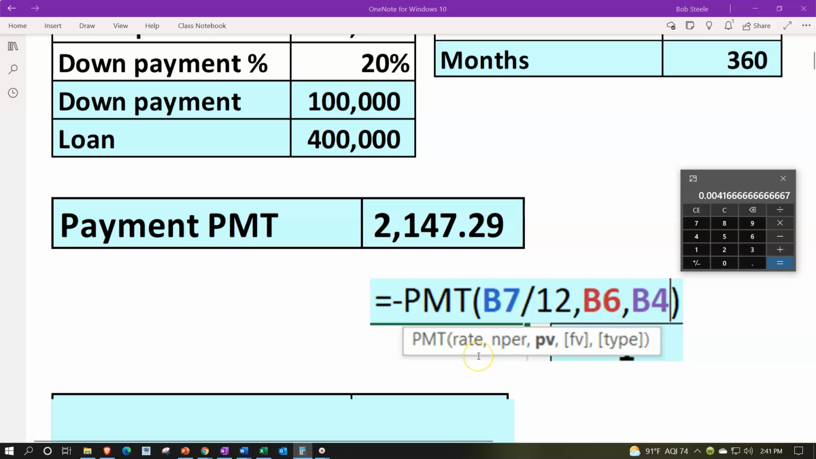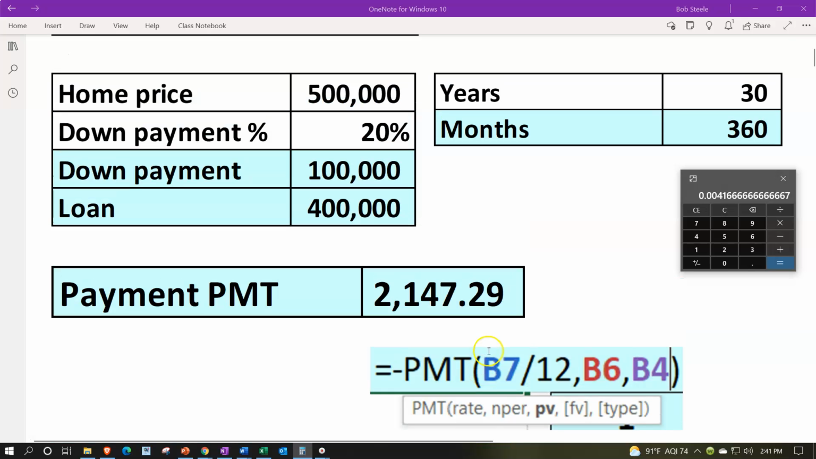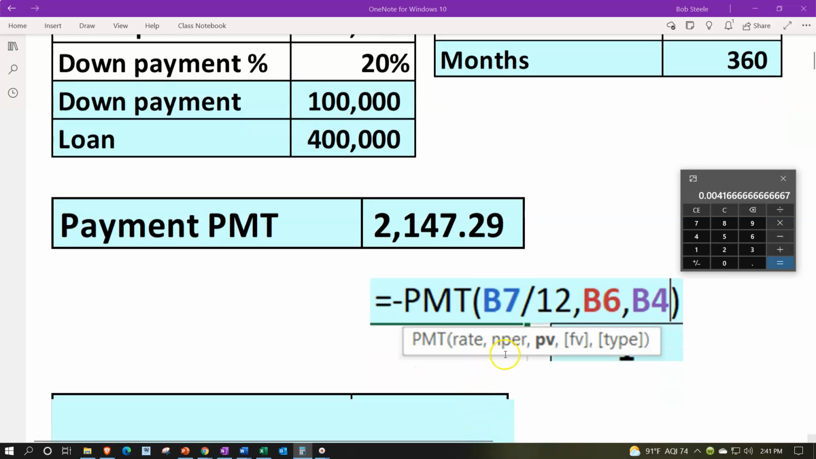Then we're going to say comma. The number of periods is not going to be 30, but 30 times 12 or 360. Now, if we didn't put these months up top and we just wanted to keep the 30, we could take the 30, referencing that cell, times 12 to get to the 360. Or if we calculated this 360, we can simply reference the 360, not the 30. In other words, this rate and this number of periods have to be the same. The rate is always going to be monthly, and then the number of periods is always going to be monthly.